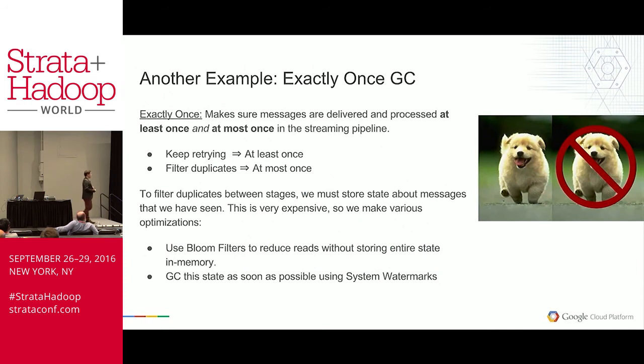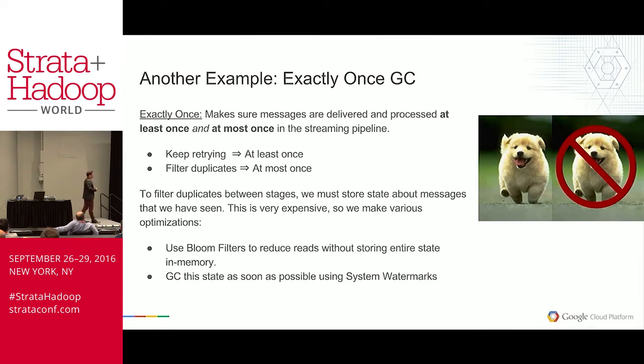Another use of system watermarks is a system we call exactly once. Dataflow and Apache Beam support exactly once, which is at least once processing and at most once processing. For at least once processing, we need to make sure that we retry. That's pretty self-explanatory. But for at most once processing, things get a little more complicated. We need to do some deduping.